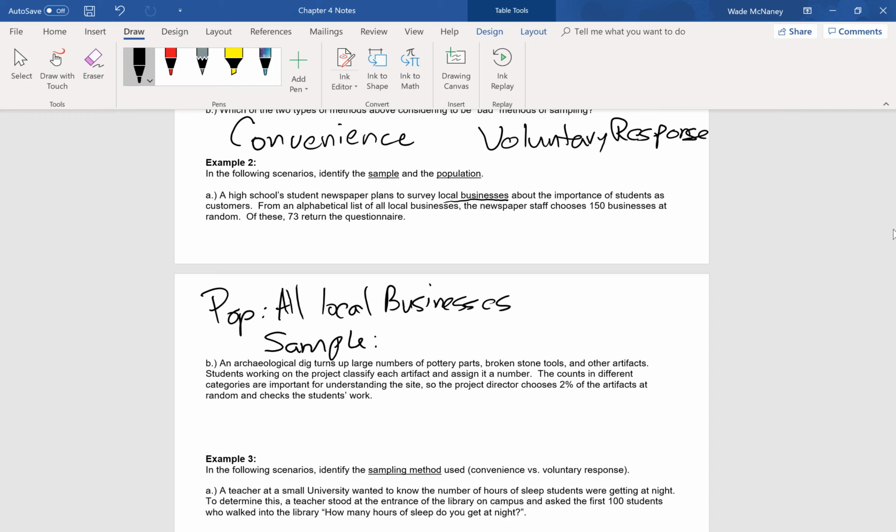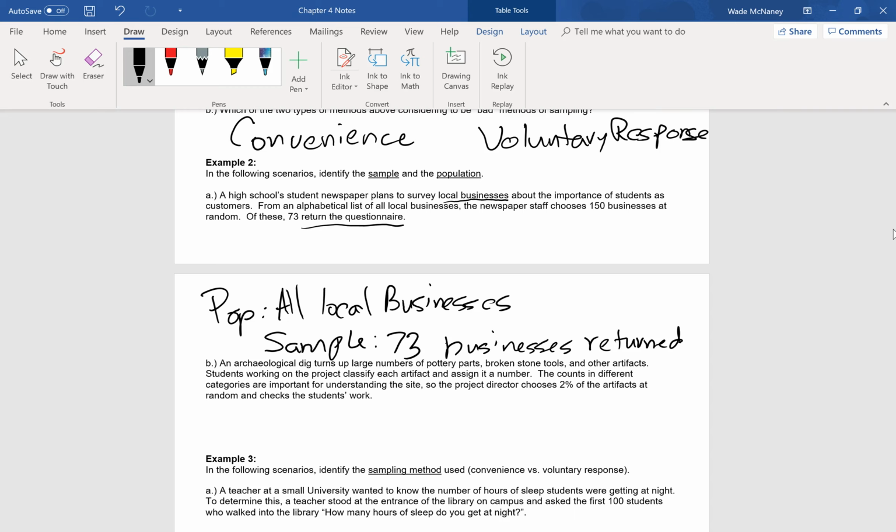Now this one tries to trick you because they give you two numbers here. So go back to who did we actually gather data from? Who did we actually gather the data from? We gathered the data from the 73 businesses that returned the questionnaire. The 73 businesses that returned that questionnaire.